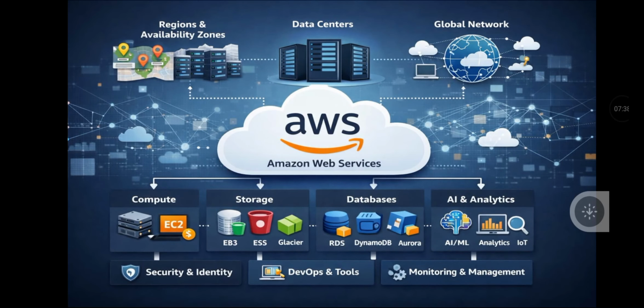Now let's see this diagram. It's a structured diagram of the AWS what we discussed earlier. It covers all these tools. If you see, compute is there, storage is there, database and AI and analytics are there. Security and identity, DevOps and tools, and monitoring and management, global networks on the top, data centers and regions and availability zones across the board.